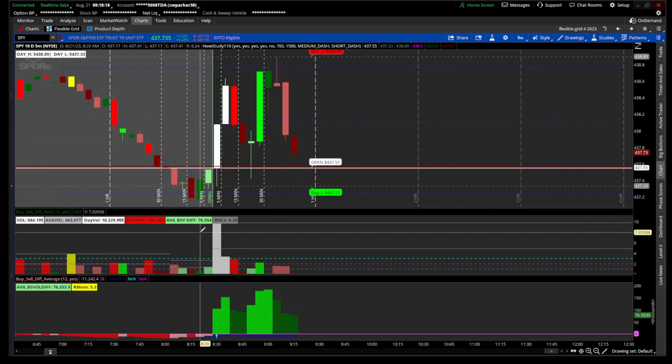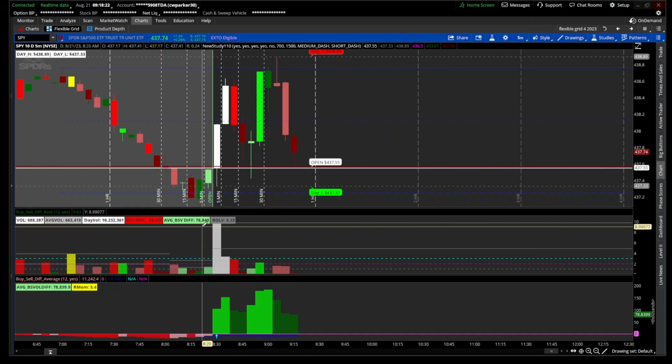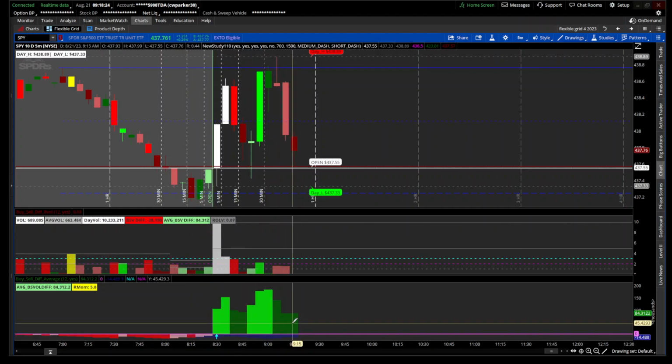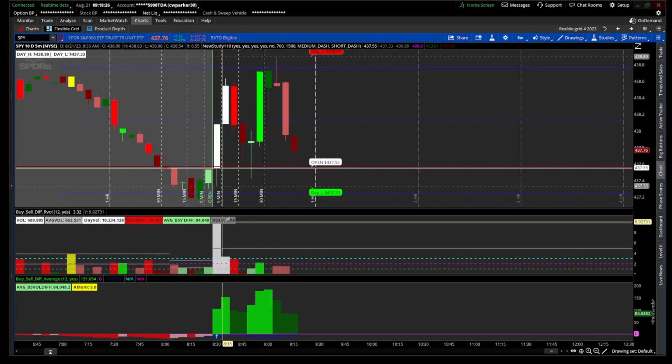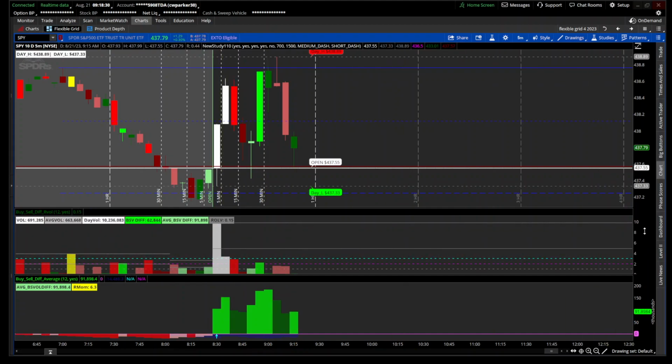This is your average right now. It's green. It's still showing you it's more buying than selling. And that's what you can see down here on average. And this is your relative volume. Relative volume is simply the current volume divided by its average.